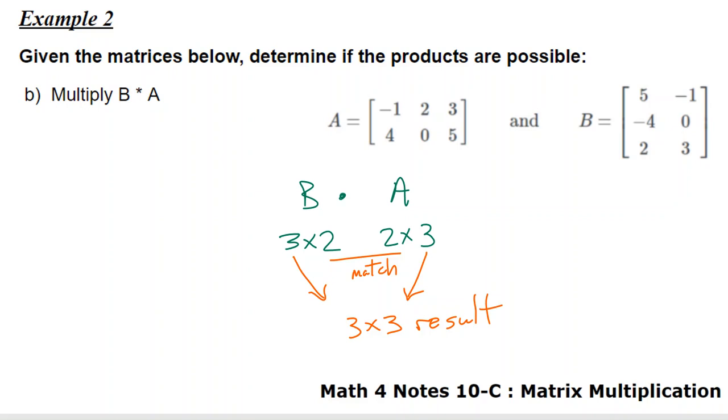Now, I'm just going to tell you right now, there's probably half as many cases where the multiplication does not even work. You get to matching the 2 numbers in the middle, and it doesn't happen. And it just means whatever you're trying to multiply is going to be undefined.